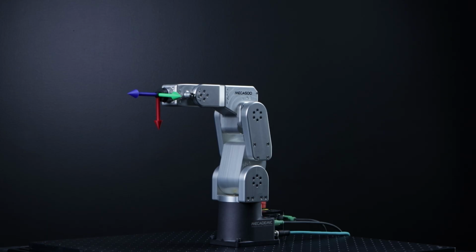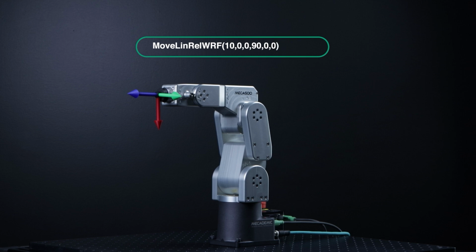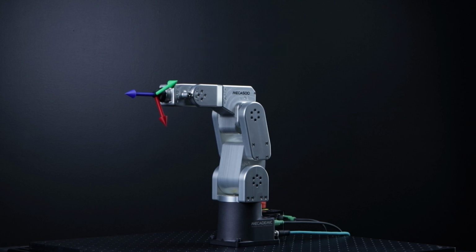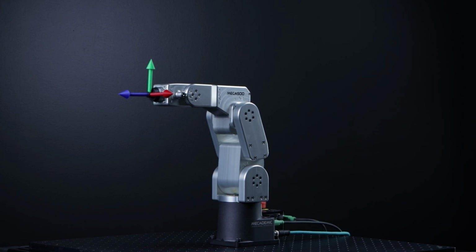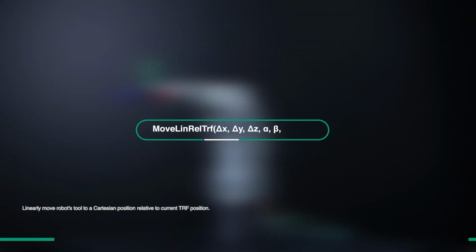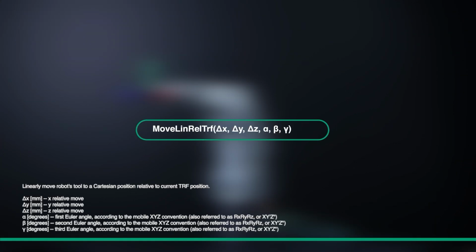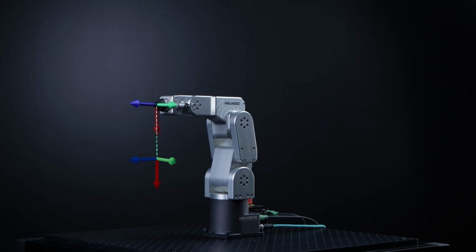For example, if you execute move-lin-rel WRF 10, 0, 0, 90, 0, 0, the robot will translate its TRF 10 millimeters along the x-axis of the WRF while rotating a total of 90 degrees about the y-axis of the WRF. Move-lin-rel TRF is like move-lin-rel WRF, but the relative pose is expressed with respect to the TRF.